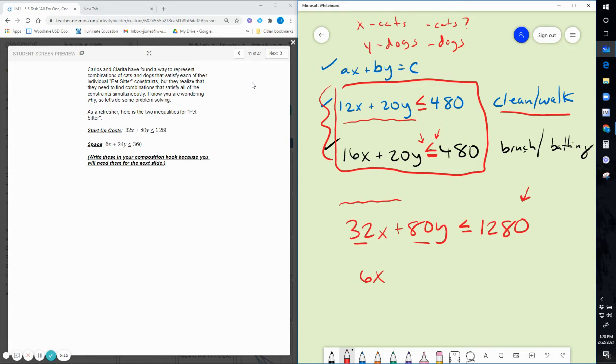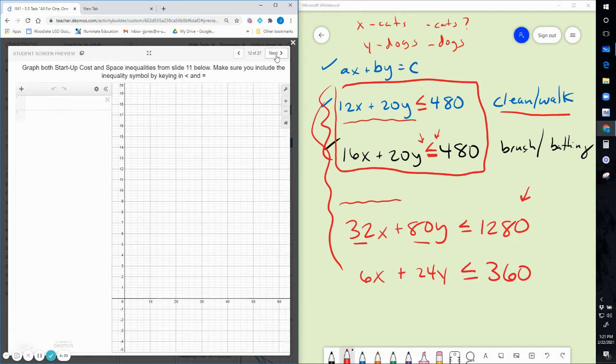It costs 6 square feet for cat pens and 24 square feet for dog pens, and that has to be under 360 square feet. Okay, so make sure you write all of these together because we're going to put all of these together on one graph today and talk about which amount of cats and dogs will fit all 4 at the same time. I bet you can't wait.